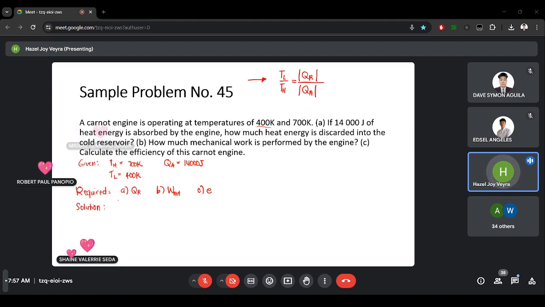So for letter A, given that we have this relationship, who wants to solve? Who wants to try to solve for QR? Just raise your hand.